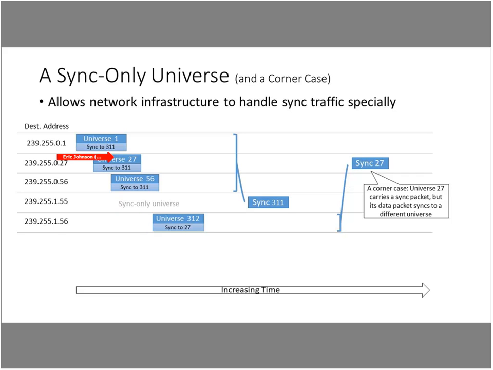Universe 27 syncs to 311, and universe 312 syncs to 27. 27 doesn't sync to 27. Just something to be aware of when you're testing your implementation, that this can happen. I don't know why you do this. Maybe you had a big video wall synced to something and you didn't want to reconfigure a bunch of other stuff, so you just left it where it was, but it needed to go off somewhere else.